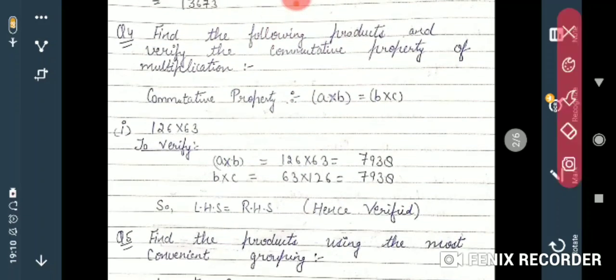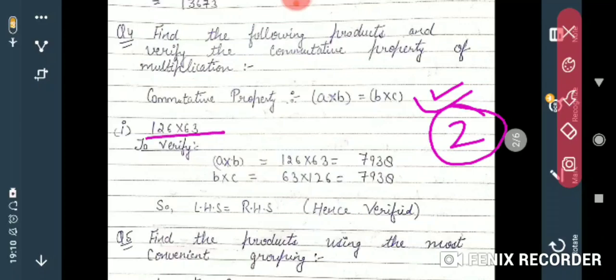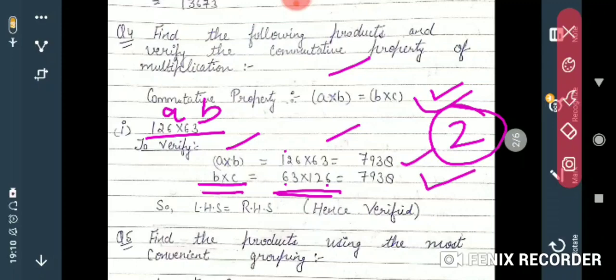So here, when we use this property, when we have to multiply any 2 numbers, 126 multiply 63. So first LHS, A multiply B, the value of A is 126 and the value of B is 63. Multiply these 2 numbers, we will get this answer. Then B multiply A, the value of B is 63 and the value of A is 126. Multiply these 2 numbers, we will get this answer. So both the answers are same. So the LHS is equal to RHS, hence we have verified the commutative property.